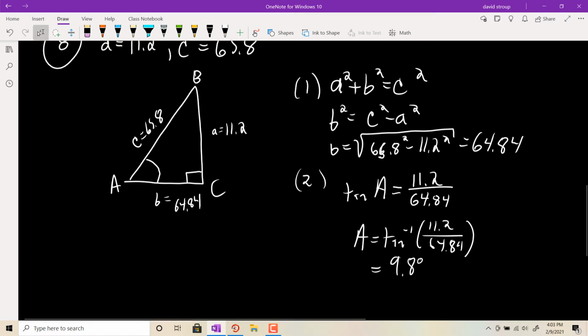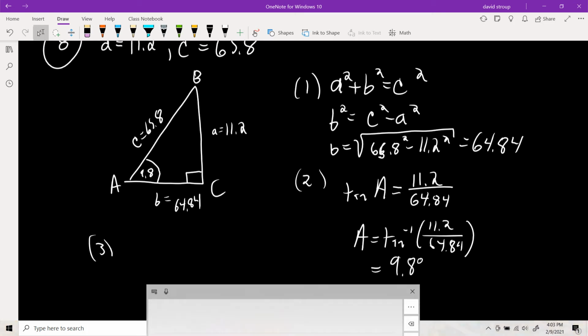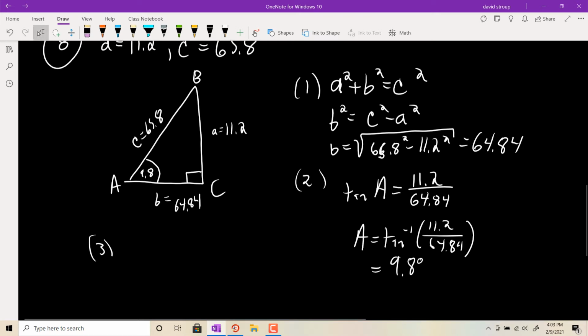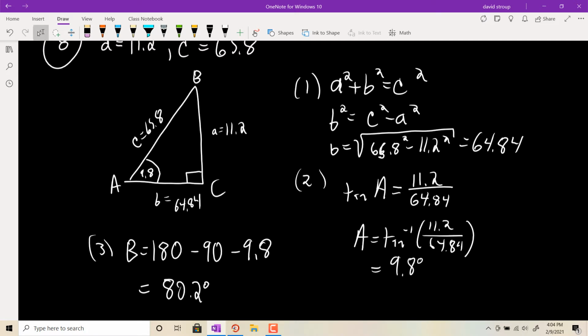So we are good. After I get angle A at 9.8 degrees, I can easily get angle B just by using that 180 degree property, right? So angle B will equal 180 minus 90 degrees with the C angle minus the 9.8 degrees, which is the A angle. And if you subtract those together, you'll get 80.2 degrees, which finally solves our triangle.